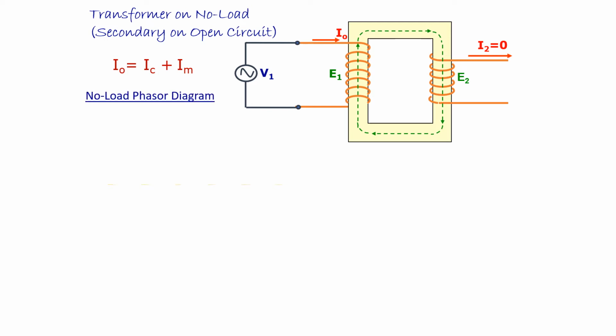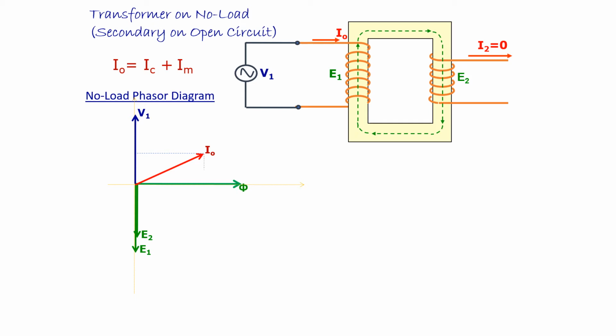Let us look into the no load phasor diagram. Take the flux as the reference. We know the EMFs will be lagging by 90 degrees. The input voltage V1 will oppose E1. The no load current I0 is drawn as a phasor.